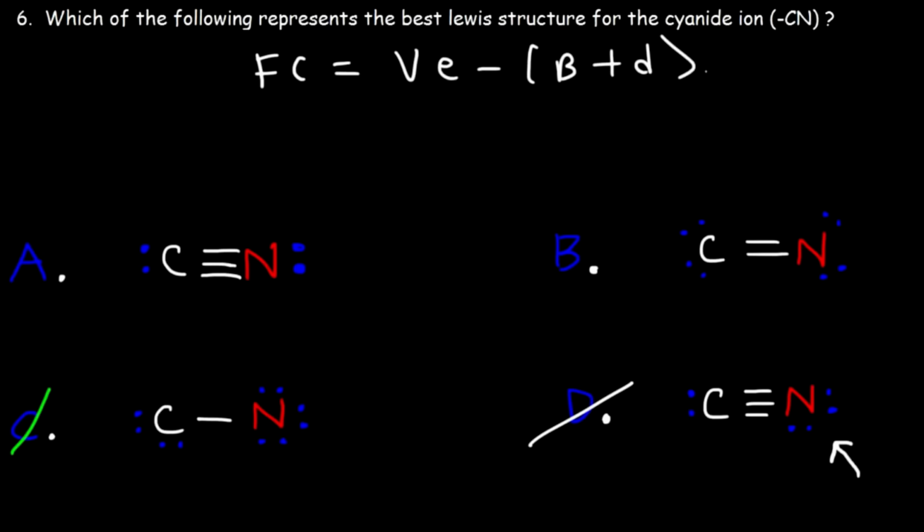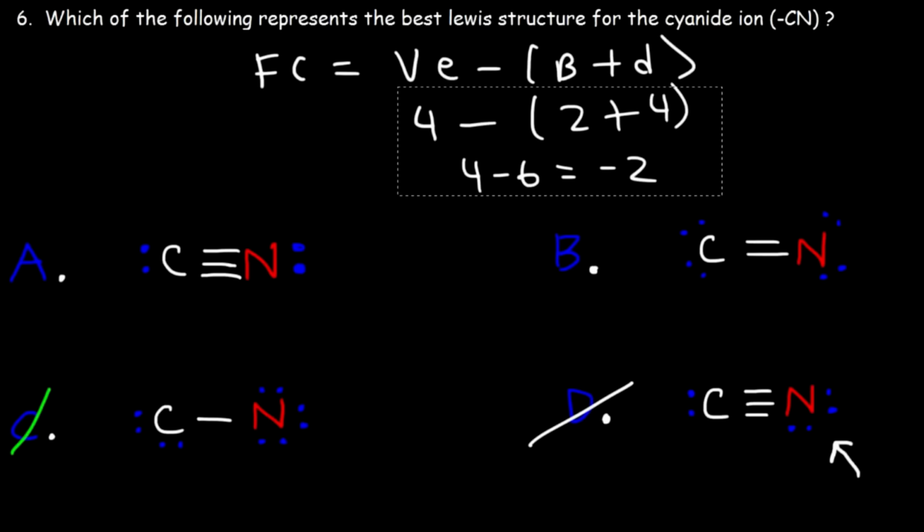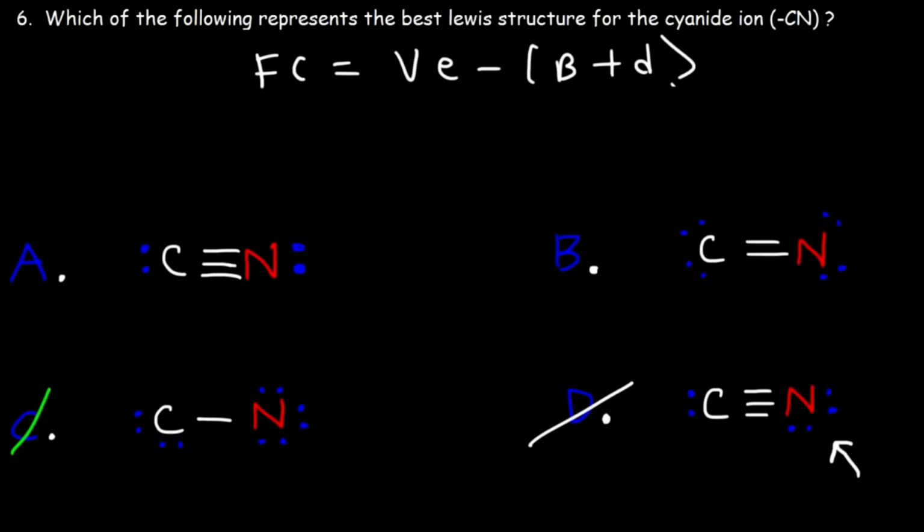So starting with carbon, carbon has 4 valence electrons naturally. It's in group 4A of the periodic table. And in the structure, it has 2 bonds and it has 4 dots. 2 lone pairs corresponds to 4 dots. Every lone pair has 2 dots. So 2 plus 4 is 6, and 4 minus 6 is negative 2. So that is the formal charge of carbon in this structure. So let's go ahead and write that.